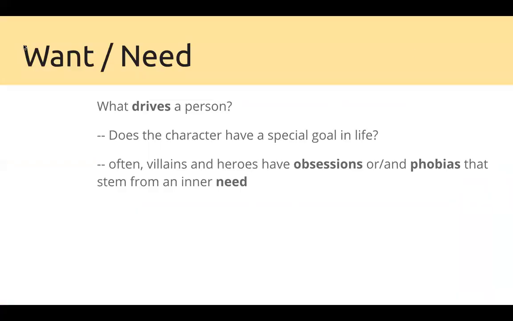Okay, first of all, we have the want and need of a character, so of a person in general. It's about what drives a person to do things. What are their goals? So sometimes what a character wants is not the same as what they really need. They might want, let's say, a new car or a new moped maybe, but what they really need is friends or security or something deeper.